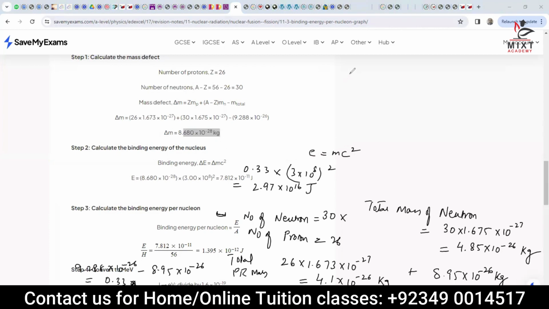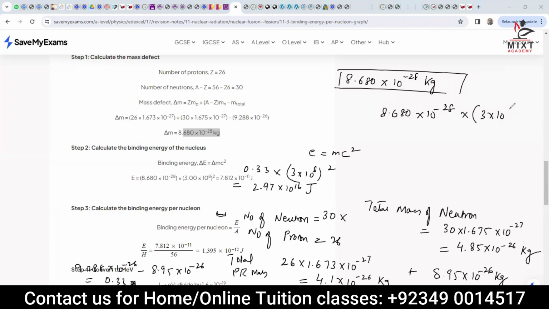The value is coming as 8.680 into 10 raised to the power minus 28 kilograms. That is the mass deficit. Now use this one, 8.680 into 10 raised to the power minus 28 into 3 into 10 raised to the power 8 squared. When you do that, you get a value equal to 7.812 into 10 raised to the power minus 11 joules.